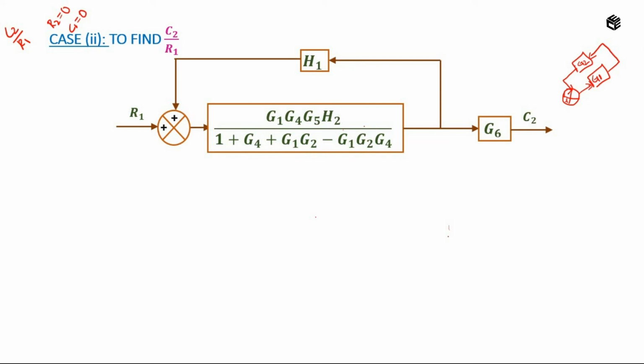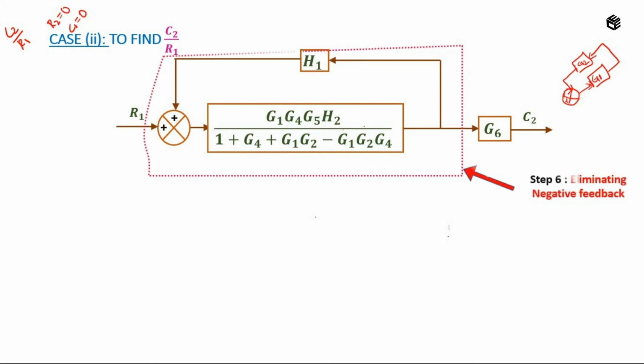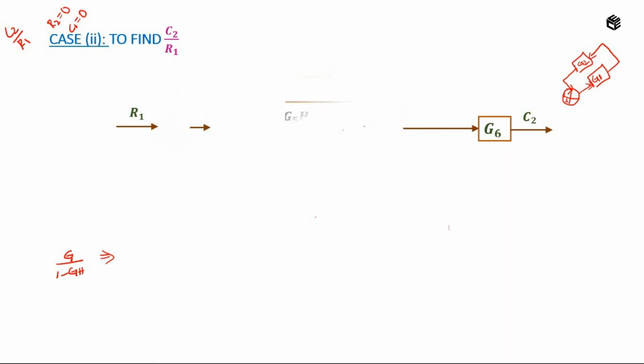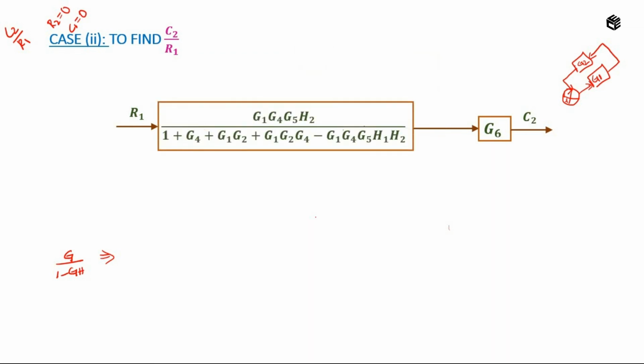Okay. From this I can say that this is a positive feedback. So I am going to apply the formula. What is the formula for positive feedback? G by 1 minus GH. So instead of G I am having a very big term and instead of H I am having H1. On applying formula and on simplifying, I will get the answer as this.